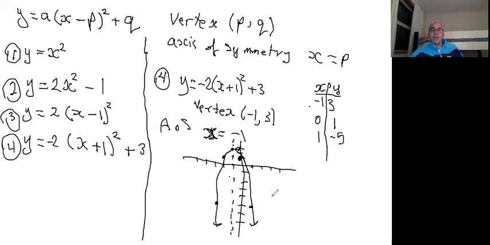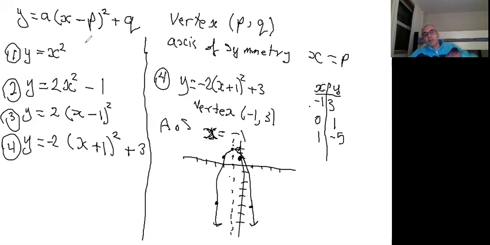All right. So what the A does in here is basically show you the vertical expansion and compression and the direction of opening. This indicates if the parabola is opening up or opening down. If the A is positive, your parabolas will open up, as we had in all first 3. If it's negative, as you notice, your parabola is opening down.